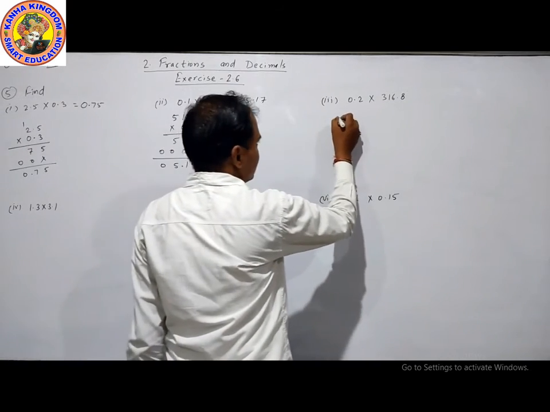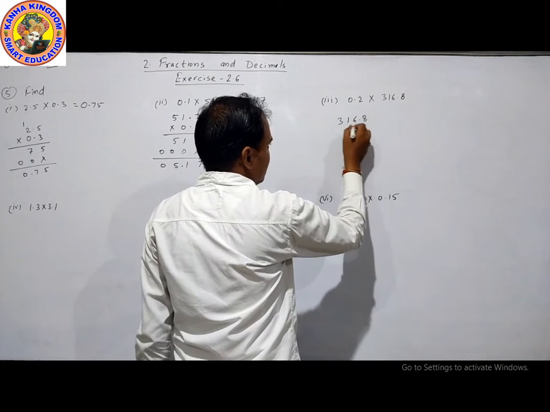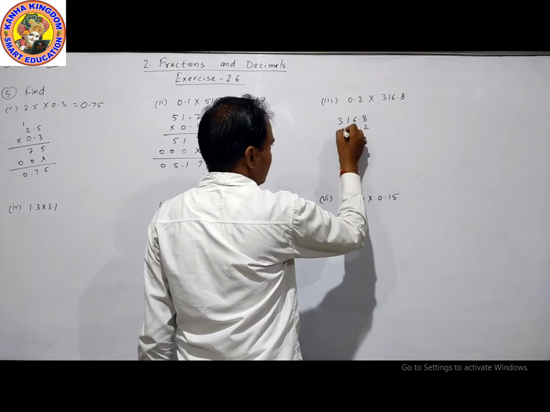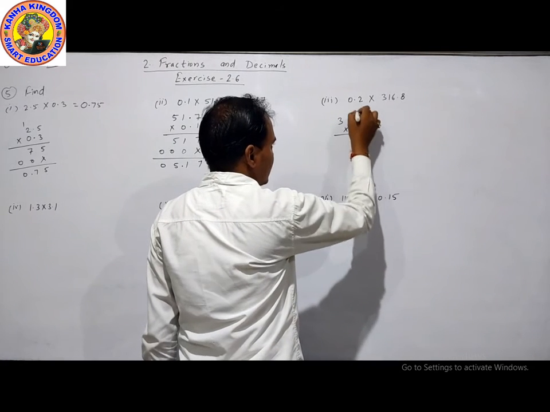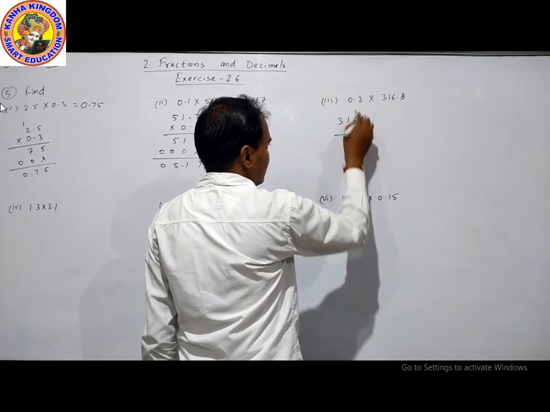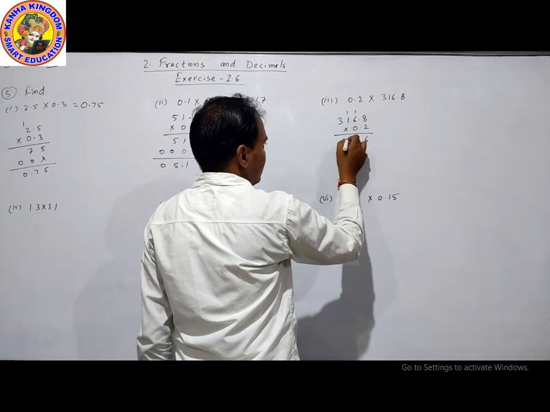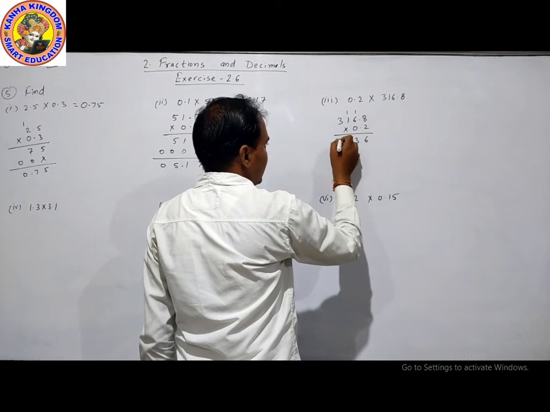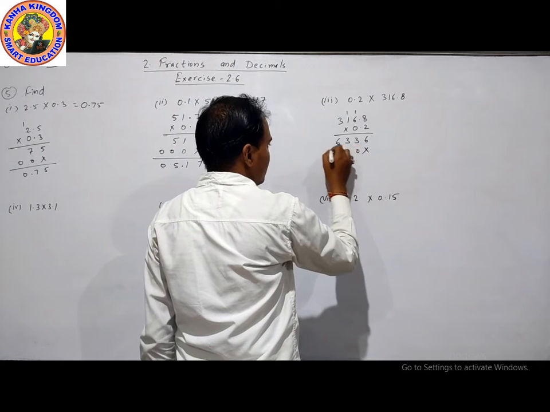Another is 316.8 multiply 0.2. Now 2 into 8 is 16. 2 into 6 is 12, plus 1 is 13. 2 into 2 is 2, plus 1 is 3. 2 into 3 is 6. Now 0, 0, 0, 0 and 0.